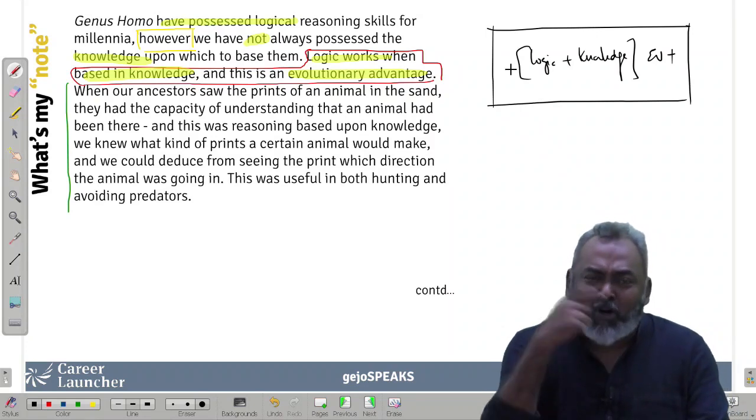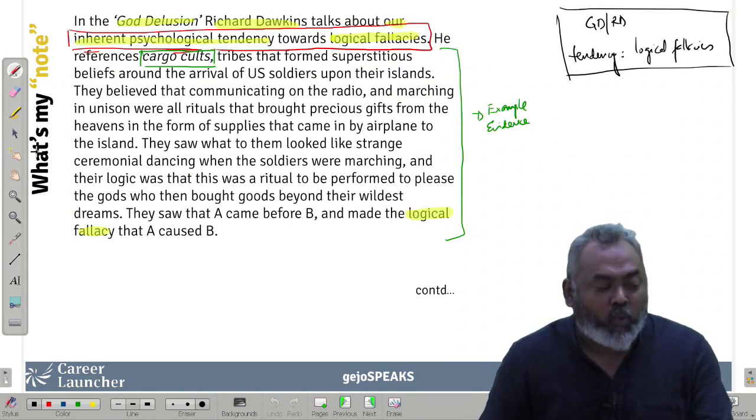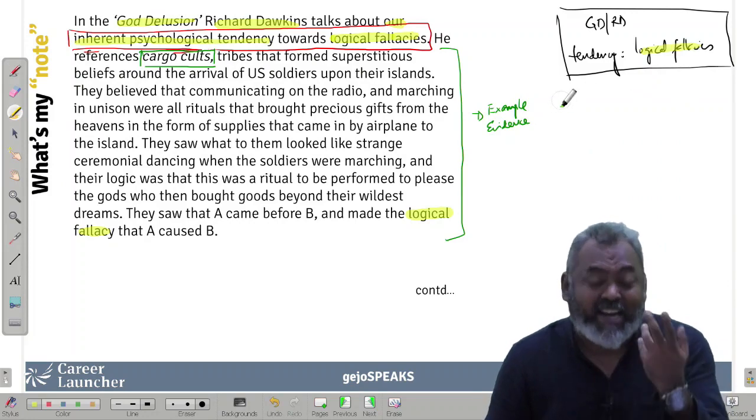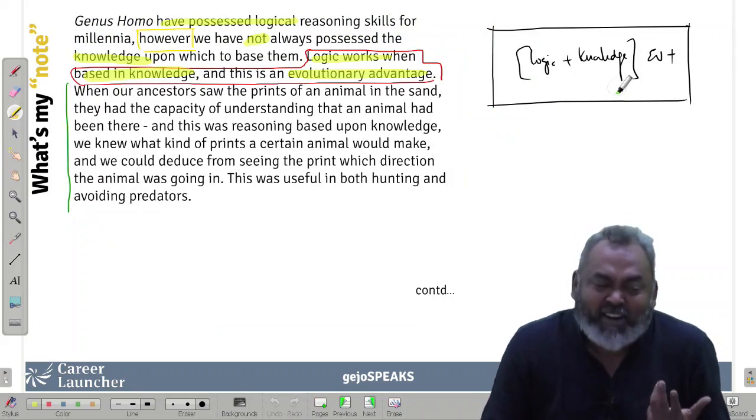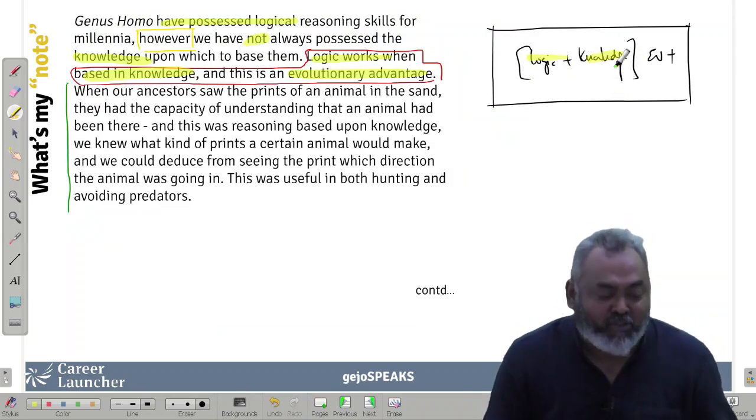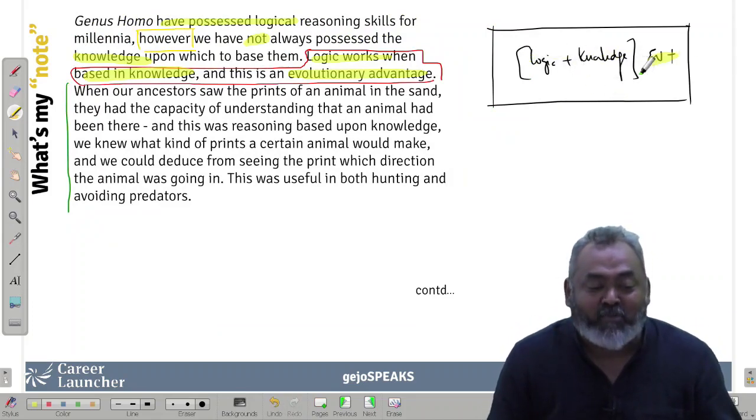Now, if you already are looking at a link, we have a tendency to make logical fallacies, and it is kind of explaining why we make logical fallacies, because logic is based on knowledge, and it has got an advantage. Let's see where it goes.